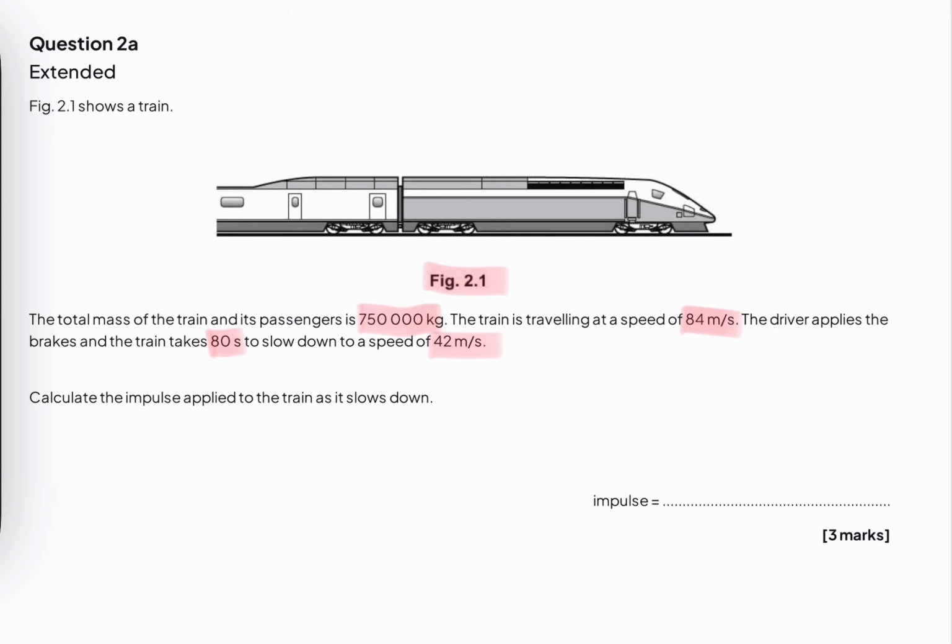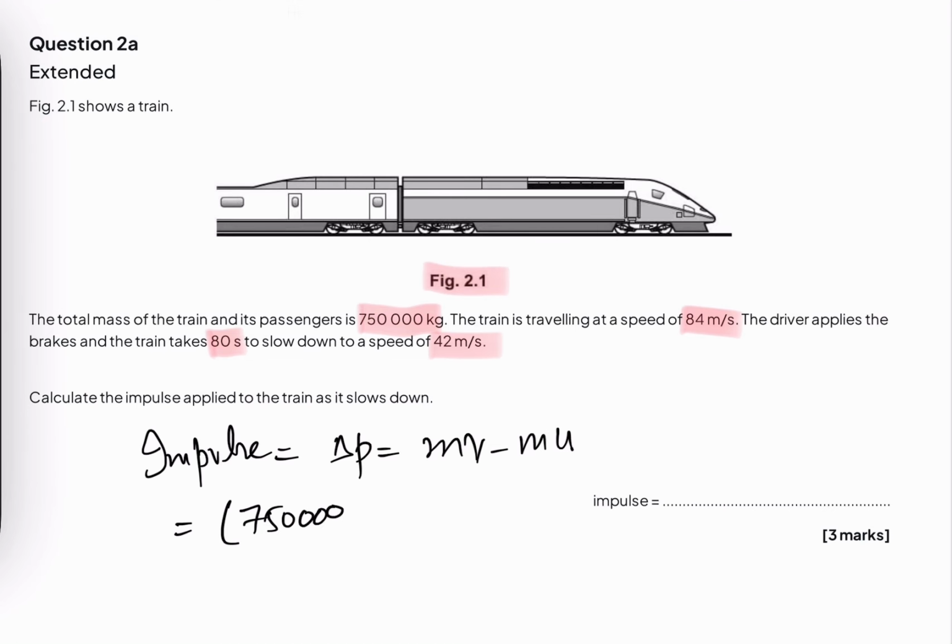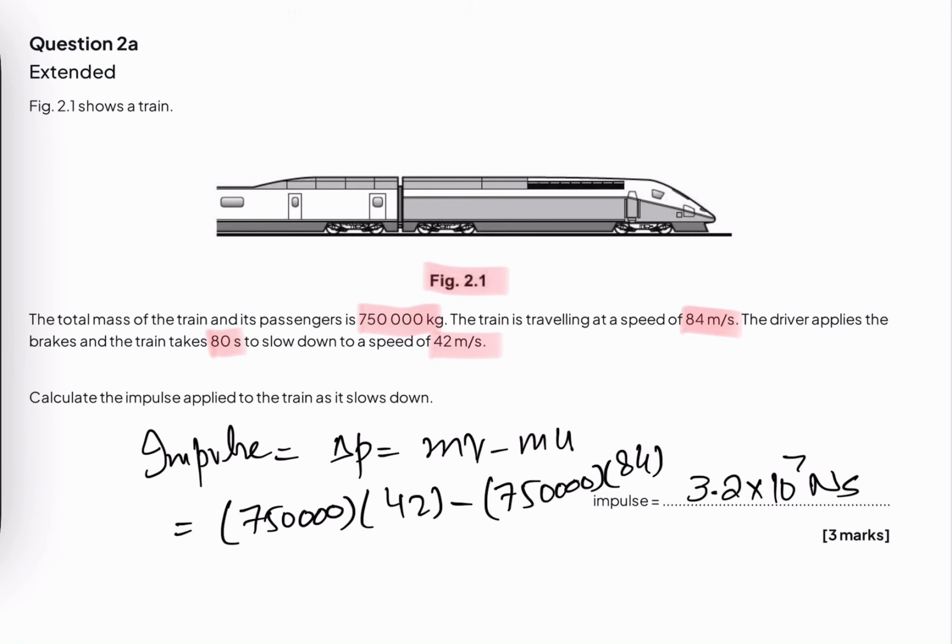Calculate the impulse. So again, using the same relation, impulse is equal to change in momentum. Change in momentum is mv minus mu. Mass is given, that is 750,000, and final velocity is 42 minus initial velocity, which was 84. Okay, subtracting we get 3.2 times 10 raised to power 7 newton seconds. Okay, that will be the answer.